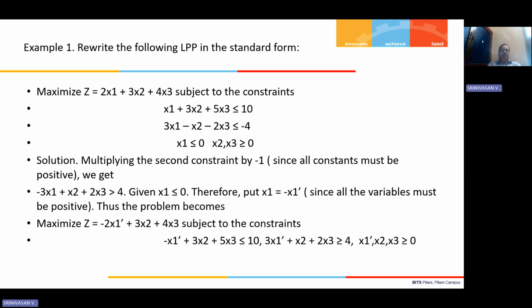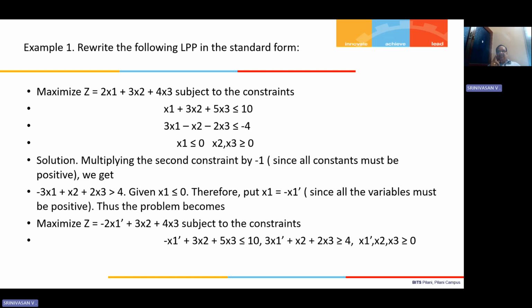Now, the solution. First, we start keeping in mind that all the constants on the right hand side of the inequalities must be non-negative. It should be only positive. It can be 0, but it should not be negative. So non-negative. Okay, it can be 0.